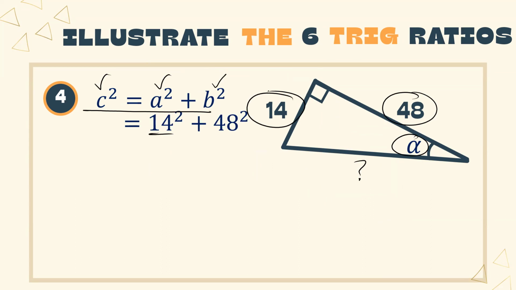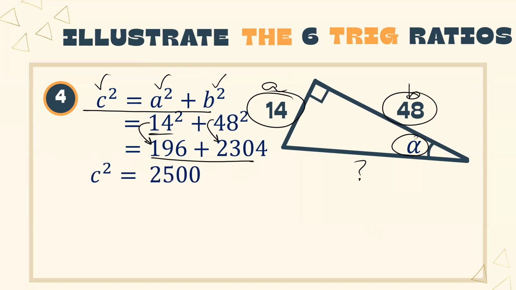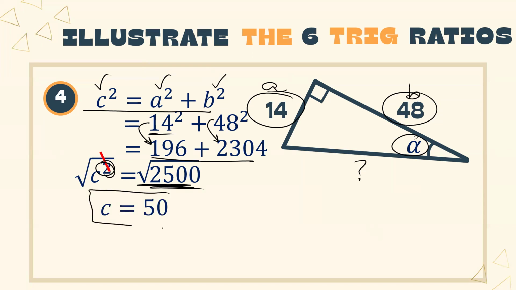So A would be 14, B will be 48. So we square that. 14 squared is 196. 48 squared is 2,304. Add the two, we get 2,500. Then because this is still squared, we need to get the square root of both sides so that we get C equals 50. So the length of the hypotenuse is now 50.